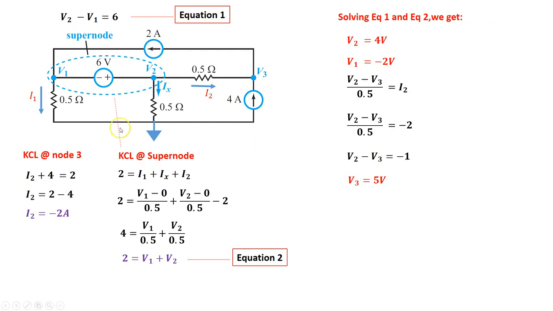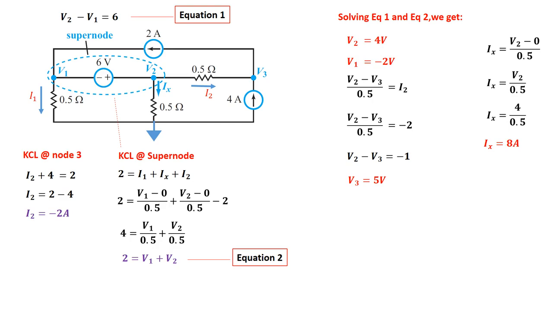Now, Ix is another thing that we were asked to figure out. Ix goes from V2 towards ground through the 0.5. So writing that, Ix equals V2 to ground divided by 0.5. So we can simplify that as simply that. V2 is given as 4 volts. So 4 divided by 0.5 is equal to 8 amps. So that is the overall solution to this particular problem, right?